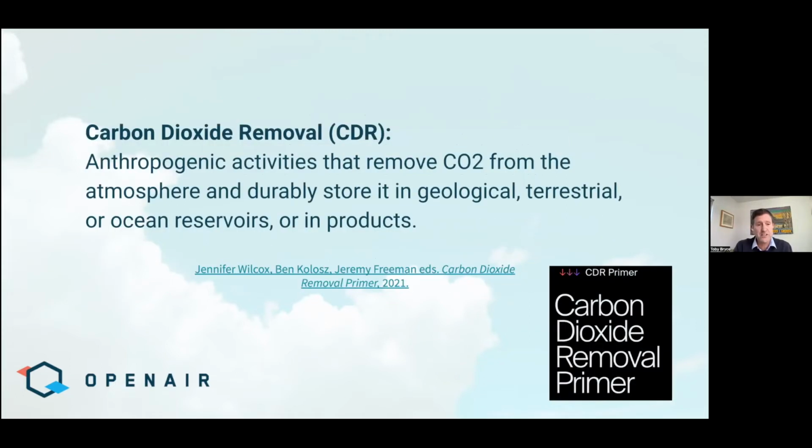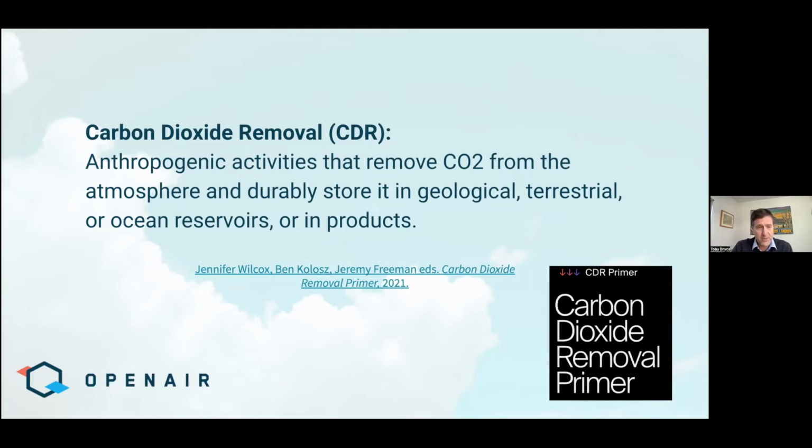Before we get started, just some quick definitional housekeeping and some background on what we mean when we say carbon removal. This definition is from a work called the CDR Primer, which is a great open source peer-reviewed textbook for carbon removal, and this is essentially the same definition the IPCC uses. Carbon removal is purposeful human activity to remove CO2 from the atmosphere and then durably store it in geological, terrestrial, or ocean reservoirs or in long-lived products.